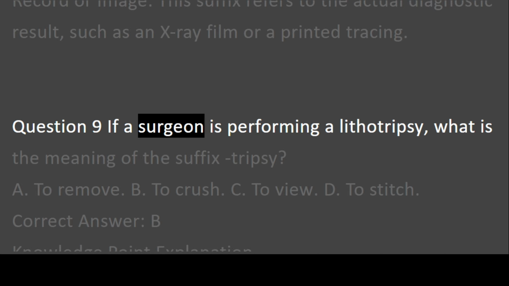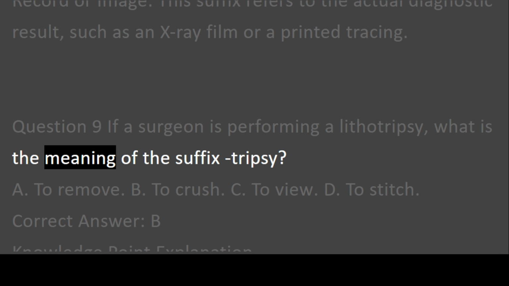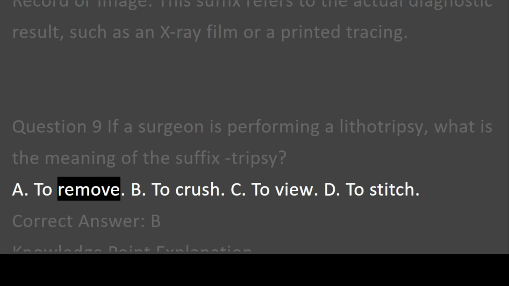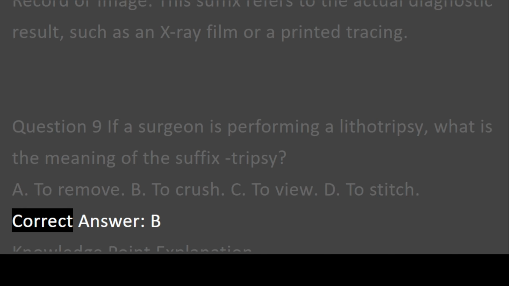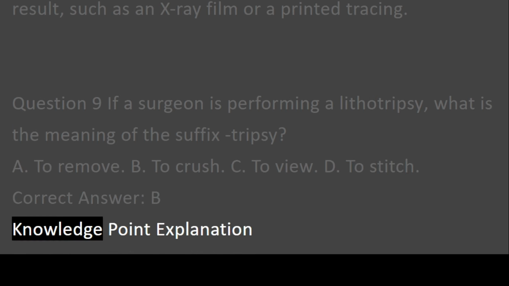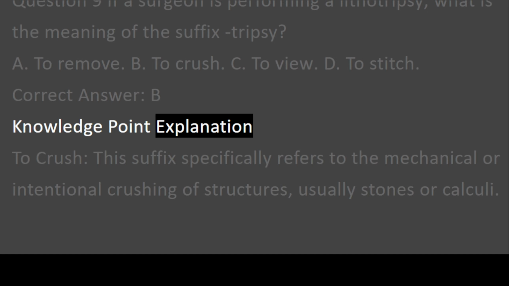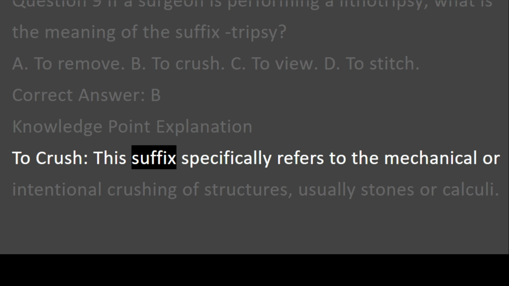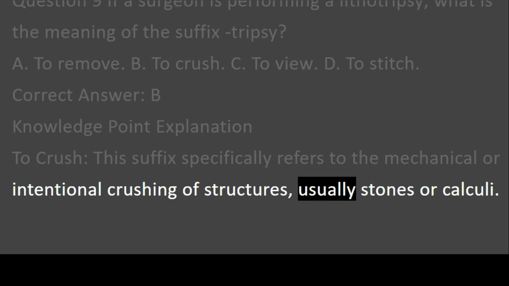Question 9. If a surgeon is performing a lithotripsy, what is the meaning of the suffix tripsy? A. To remove. B. To crush. C. To view. D. To stitch. Correct answer, B. Knowledge point explanation. To crush. This suffix specifically refers to the mechanical or intentional crushing of structures, usually stones or calculi.